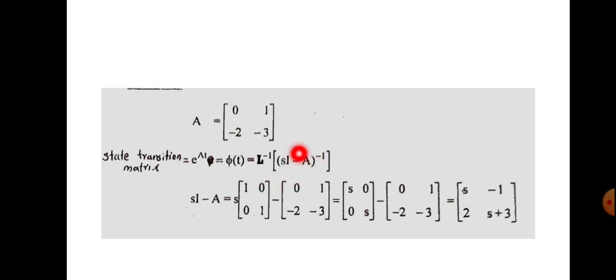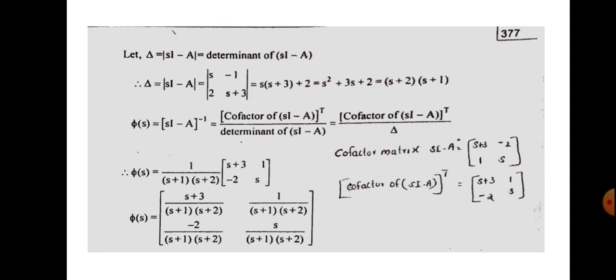Next, you want to find (sI minus A) inverse. It is equal to the transpose of the cofactor matrix of (sI minus A) divided by the determinant of (sI minus A). That is the equation, and this will give you phi of s. To find the state transition matrix, you have to take the inverse Laplace transform of this phi of s.